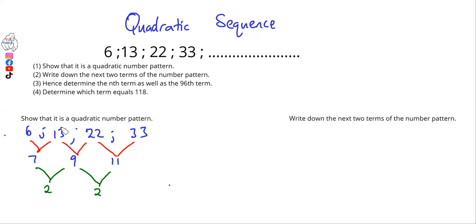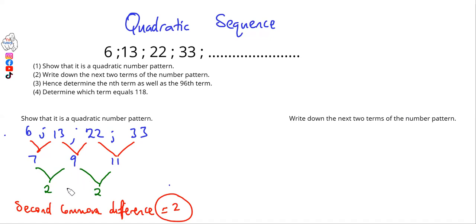So what is it? A second common difference. The reason it is a quadratic is that it has a second common difference, which is 2. So we are done. By showing that we have a second common difference, we have already shown that it is a quadratic pattern. Now let's move on to the next question.